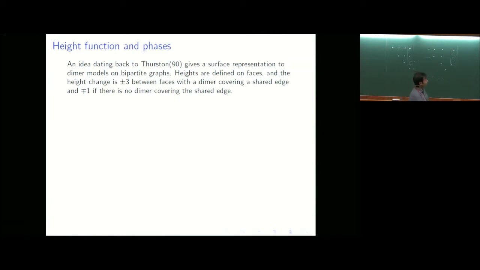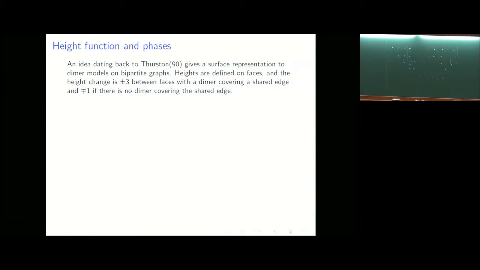As you saw for the lozenge tiling model, we could look at a stack of boxes as being the height of some surface. There is an idea which generalizes this, normally attributed to Thurston, that you have a surface representation of your dimer model on Z2. The rule is that the heights are defined on the faces of your graph, and if you see a dimer on the shared edge between two faces, you go up or down by plus or minus 3, and if there is no dimer covering the shared edge, then you go up or down by minus or plus 1.